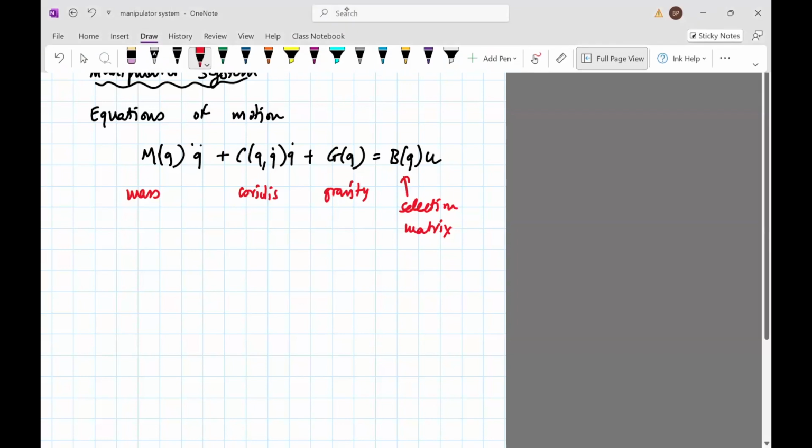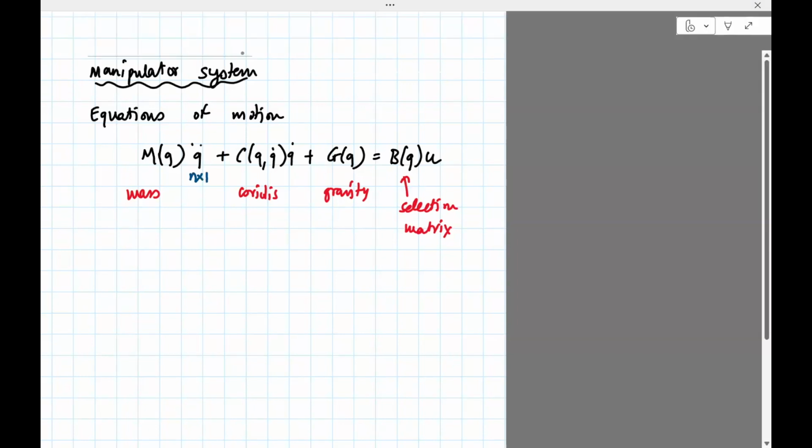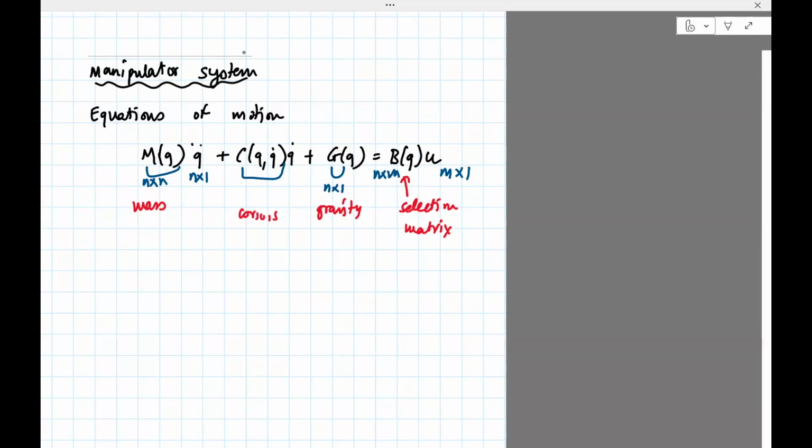So the other thing is that the system state is n cross 1. So all of this will be n cross 1. But the controls are going to be m cross 1. So B has to be n cross m. This will be n cross 1. This whole thing will be n cross 1. This will be n cross n. This will be n cross 1. This whole thing will be n cross 1. This whole thing, n cross n.